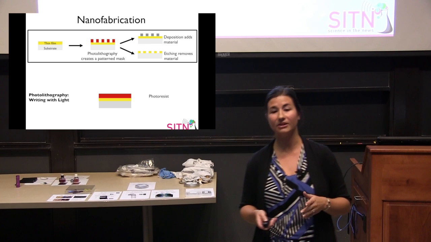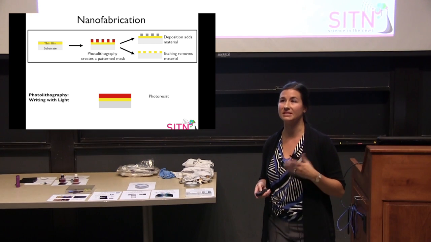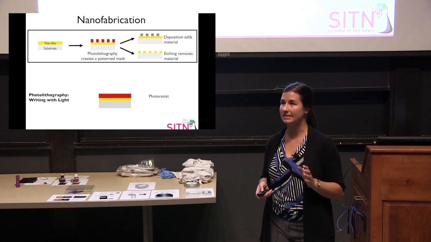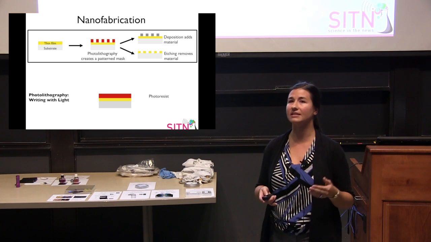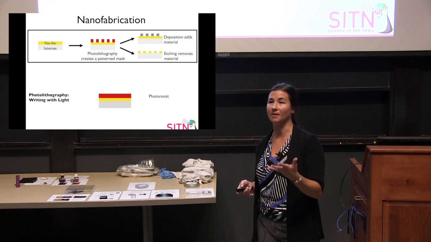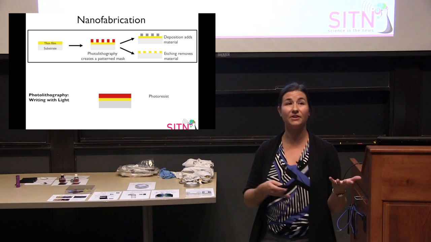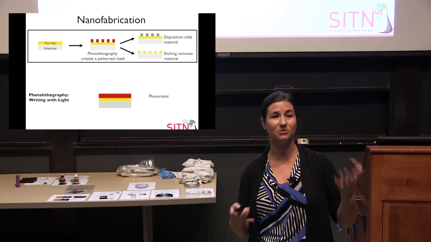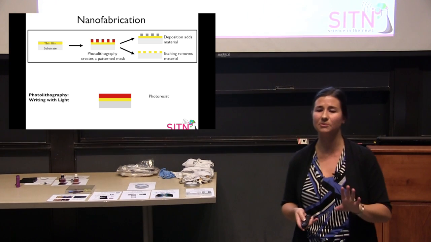And the first step here is to add a material called a photoresist on top. And what this photoresist is, it's a material that is sensitive to light. So just like when you take pictures in an old camera, there's film in there that will be exposed to light and it will change chemically. We do a similar thing here.